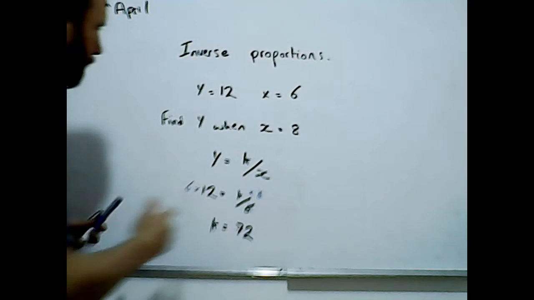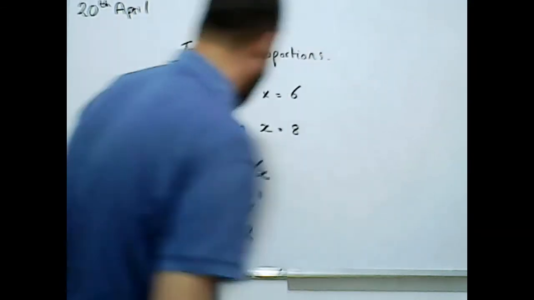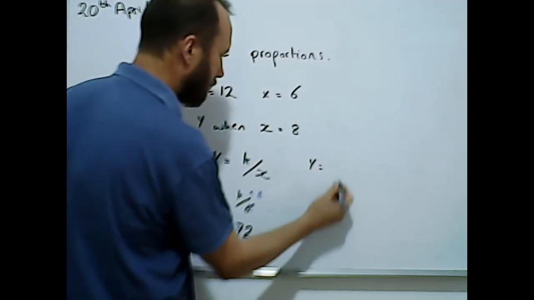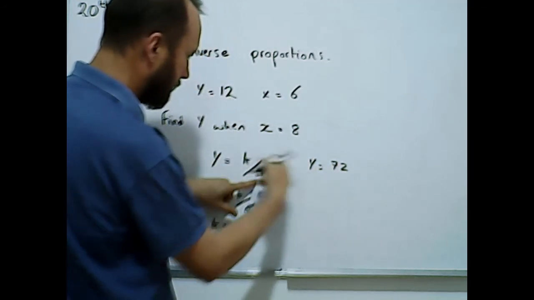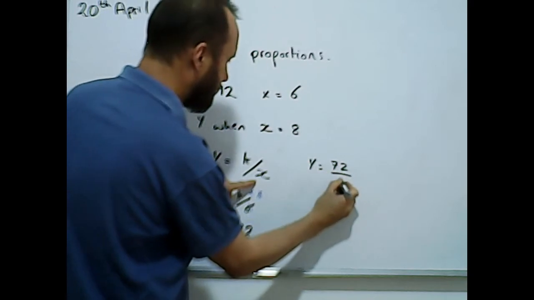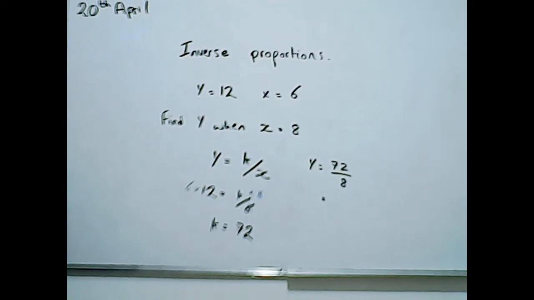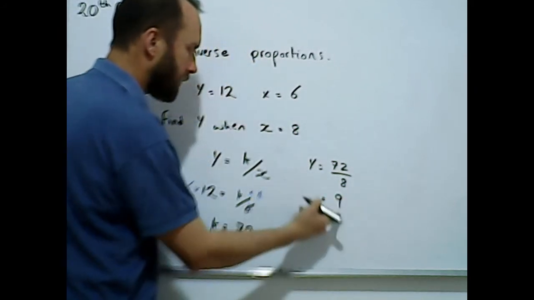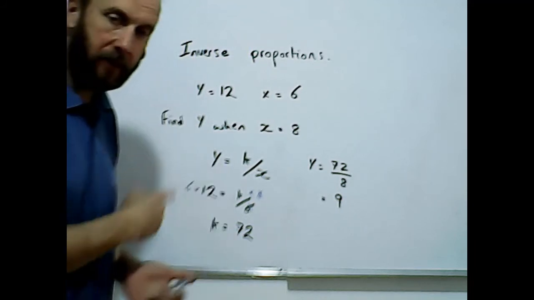So, we want to find y when x equals 8. So y equals 72, the k value, over my x value of 8. 72 divided by 8 is 9. So y equals 9. And that's the straightforward way of doing it. We have to think a little bit sometimes to work out the equations and that.